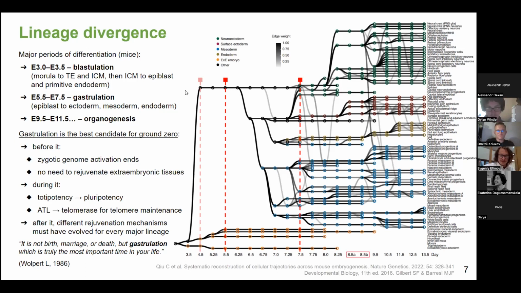So this is either the inner cell mass, which is this point here, or the epiblast lineages, this point here. They are already not totipotent, they are already pluripotent.